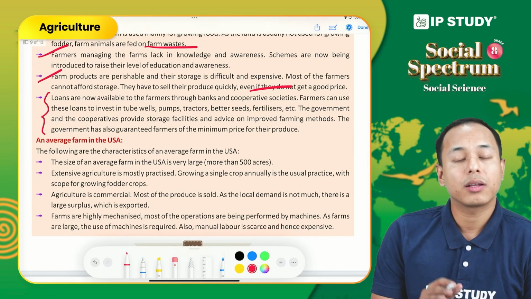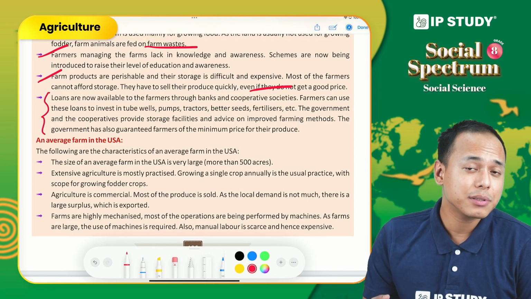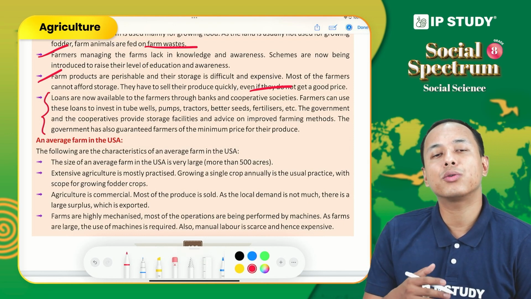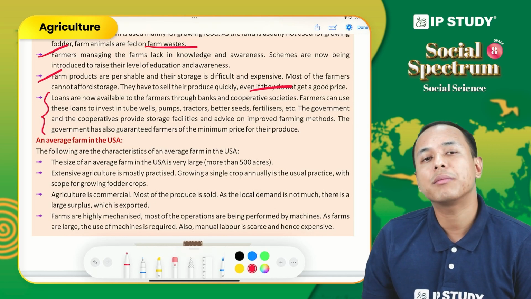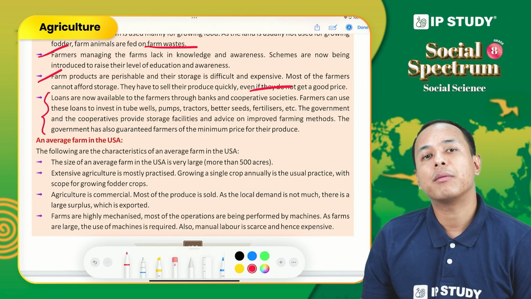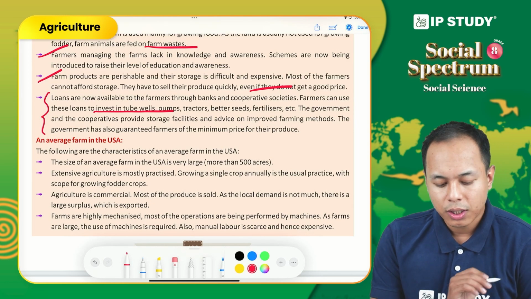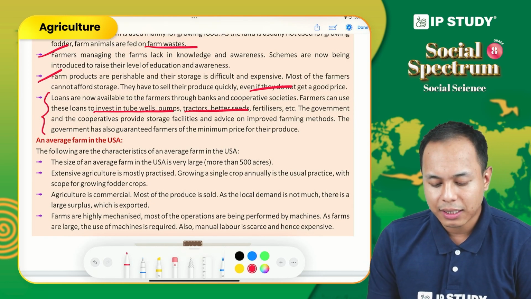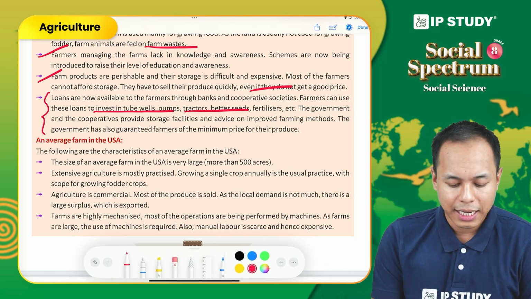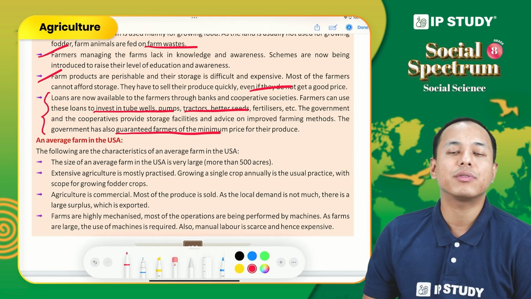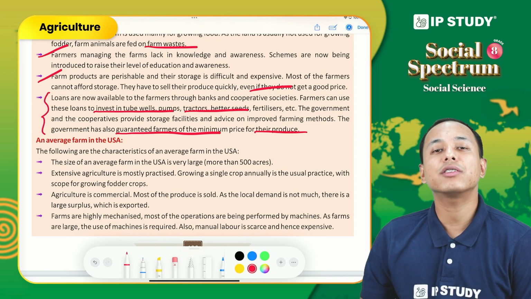Lastly, government is now taking many constructive and positive steps in order to improve the condition of farmers and farm in India. Loans are being provided in which farmers can take the loan and use the loan money to buy tube well, pumps, tractors, better seeds, fertilizers. Also, the government is guaranteeing farmers the minimum price for their produce. So, this is the condition of average farm in India.